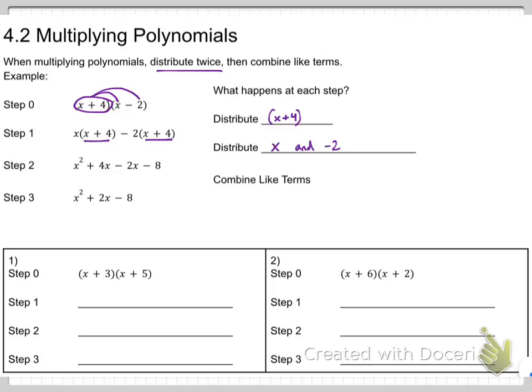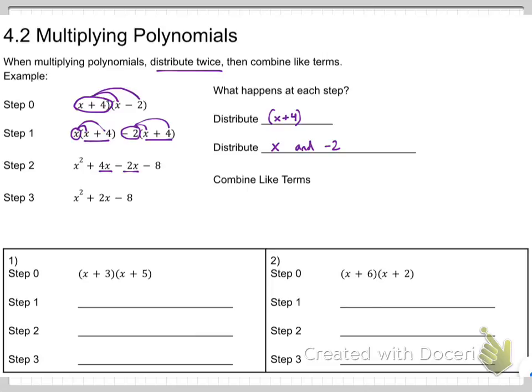Now, let's distribute the x and the negative 2. X times x is x squared, x times 4 is 4x. Notice you're distributing the negative 2, not just 2, but the negative 2, so I like to circle that to include the negative, so I don't forget. Negative 2 times x and negative 2 times 4, and we get x squared plus 4x minus 2x minus 8.